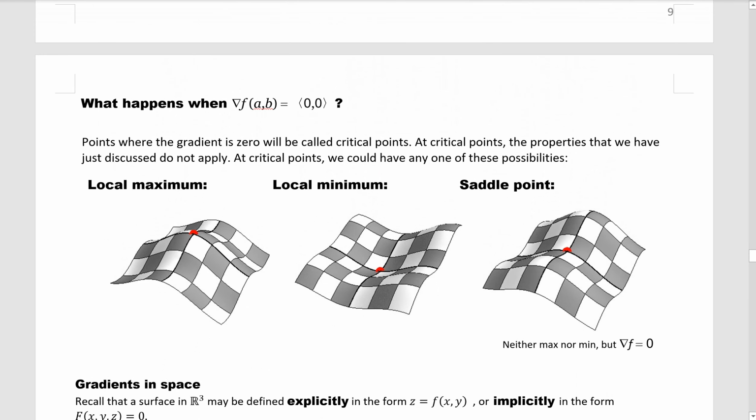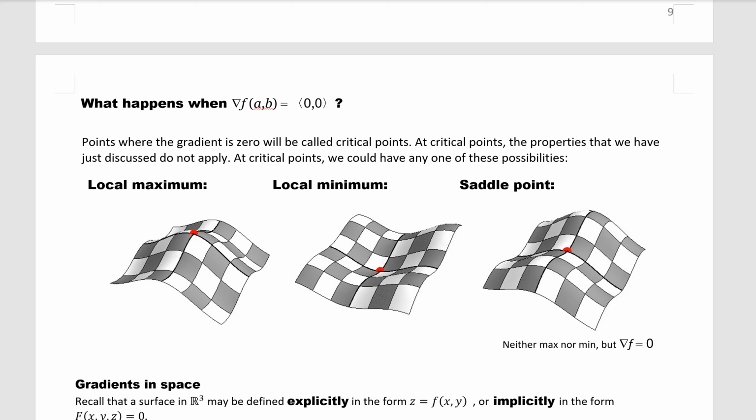Hi everyone, let's continue. So what happens when the gradient vector equals 0? The point where the gradient vector is 0 is called a critical point. At critical points, the properties that we have just discussed do not apply. At a critical point, we will have one of the following possibilities: a local maximum, a local minimum, or a saddle point. A saddle point means it's neither max nor min, but the gradient vector equals 0.